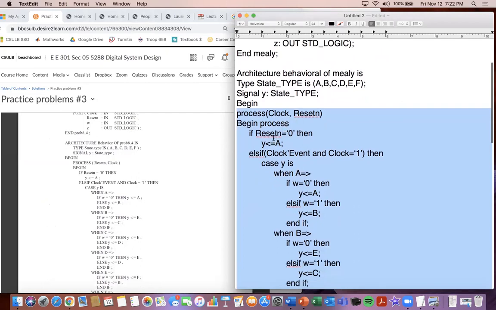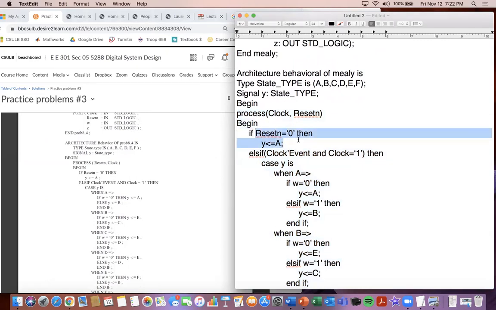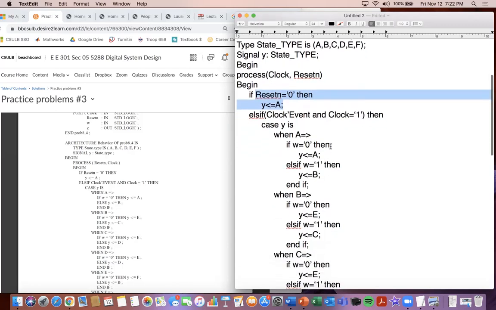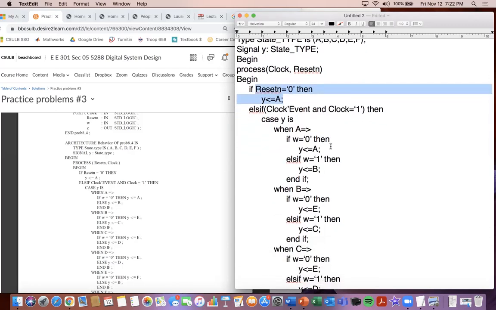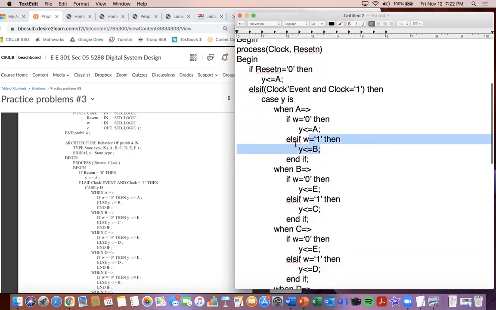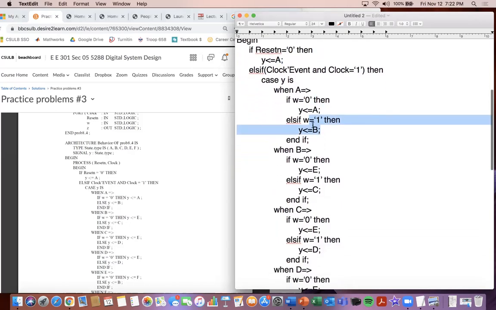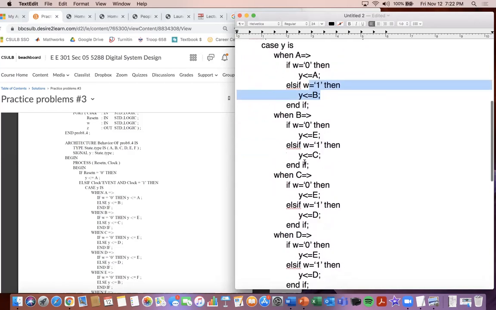They began the process. Then they, oh sorry, I don't need this begin right here. I mean the process there. If reset N is equal to 0, then Y is equal to A. If it's clock event, clock is 1, then case Y is, it's going to be A. When if 0, then it's going to be A. If 1, then it assigned it B. It just did else. I just did else if. You could do just else here.